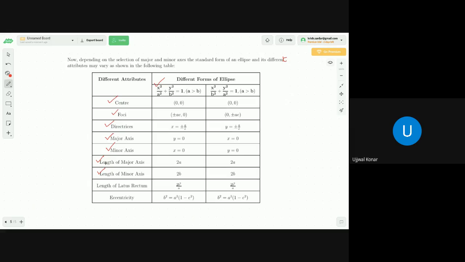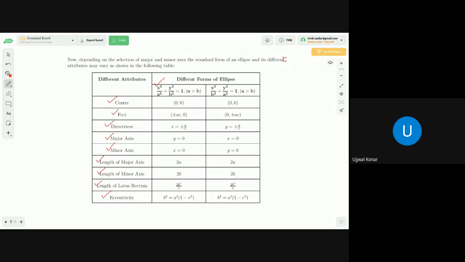Length of the latus rectum for both the cases is 2b square by a. And the relationship between a, b and eccentricity is that b square equal to a square into 1 minus e square. Dear students, as I said a few minutes back, once the class is done, you can draw the geometrical shape of this ellipse for both the forms, and go through the way I explained the standard form and the general form, and you will have your idea very clear why these are the coordinates of these different attributes and the lengths of major axis, minor axis, latus rectum, and eccentricity.